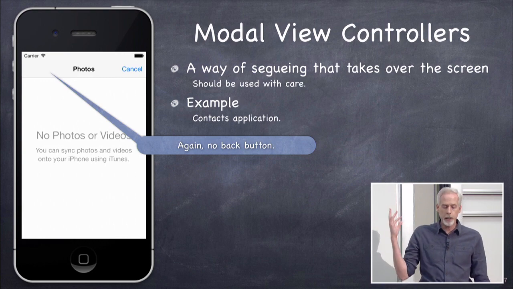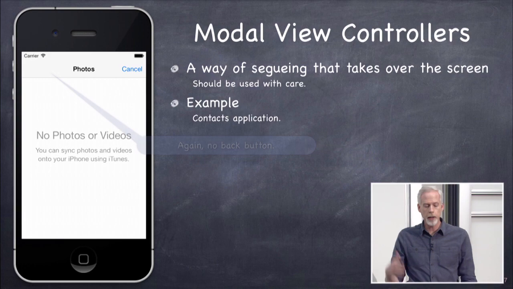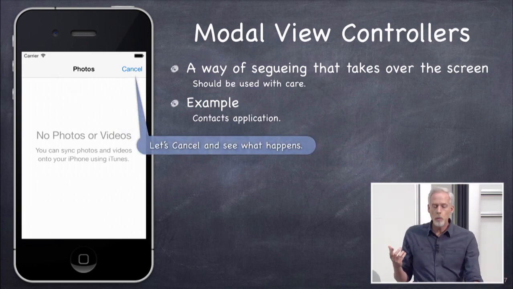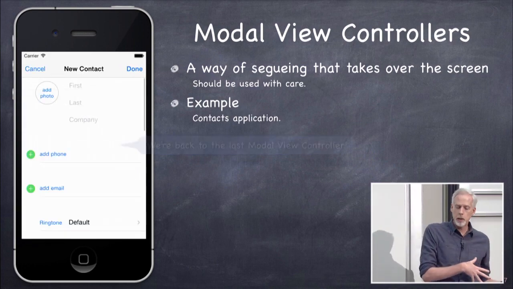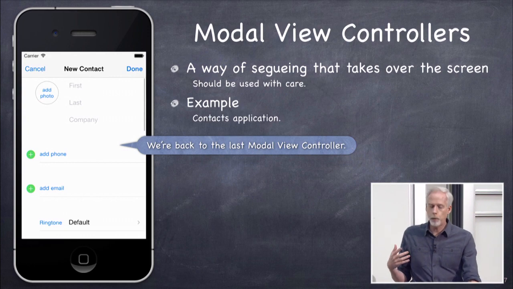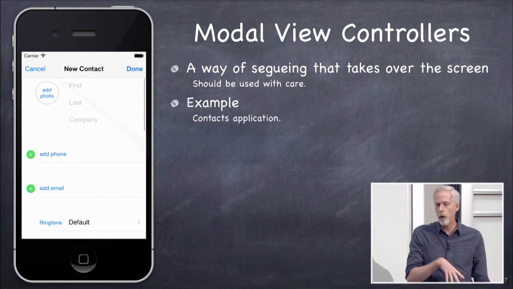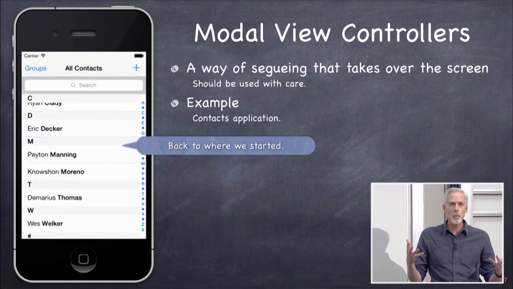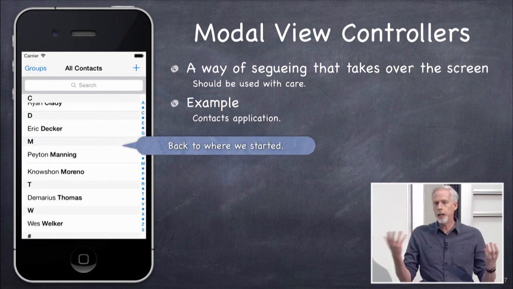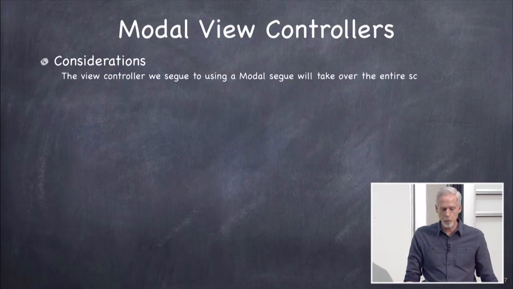And presumably I could take a photo. That would be one way to get out of this. Or I could hit cancel. So let's go ahead and hit cancel on this one. When we do that, we go back to the previous modal one. And here, if we hit cancel on this one, we're going to go back to the original one that we had, right? So see what a modal view controller is. It kind of takes over your app for a little bit.